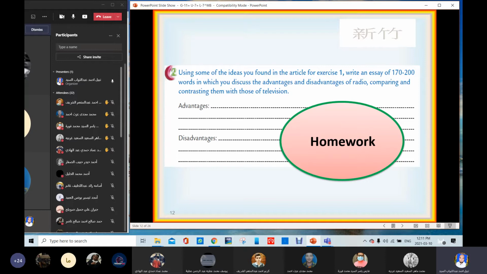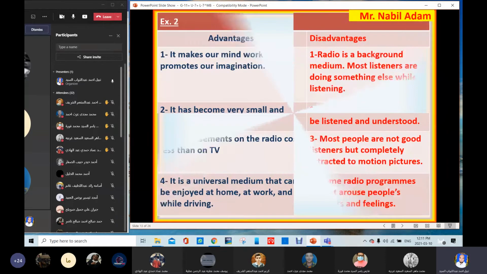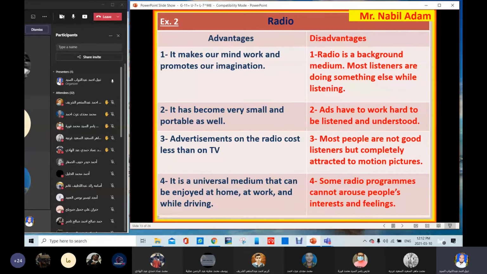I'll give you some more ideas about the advantages and disadvantages of the radio and TV. This table tells us some information about the advantages and disadvantages of the radio. It makes our mind work and promotes our imagination, as your friend said. It has become very small and portable as well, so it's easy to carry now. As Muhammad said, you can carry it wherever you want. Advertisements on the radio cost less than on TV. If you are going to make an advertisement on the radio, it's cheaper than on TV.